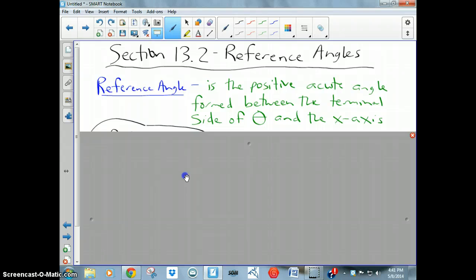A reference angle is always a positive acute angle that is formed between the terminal side of theta and the x-axis. When you find a reference angle, people, it has to meet all four of those criteria. It's positive, it's acute, it's between the terminal side and the x-axis.